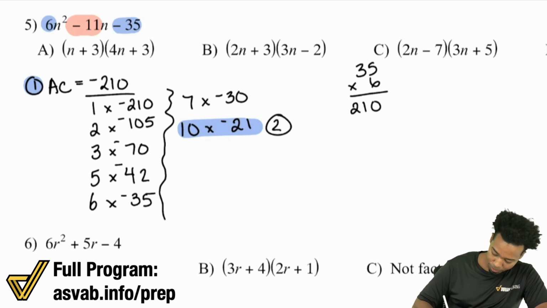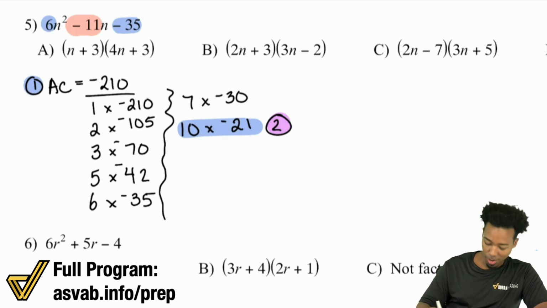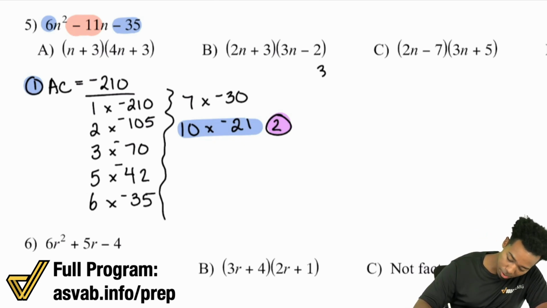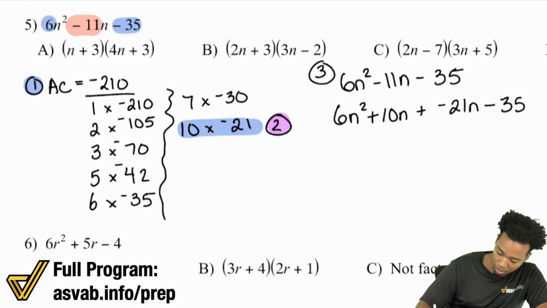That was step 2. Step 3. We are now going to go ahead and do what? Split B into those factor pairs and then factor by grouping. So right here, step number 3, we'll go ahead and split 6n squared minus 11n minus 35. We're going to split it into 6n squared, and it's going to be plus 10n plus negative 21n minus 35.